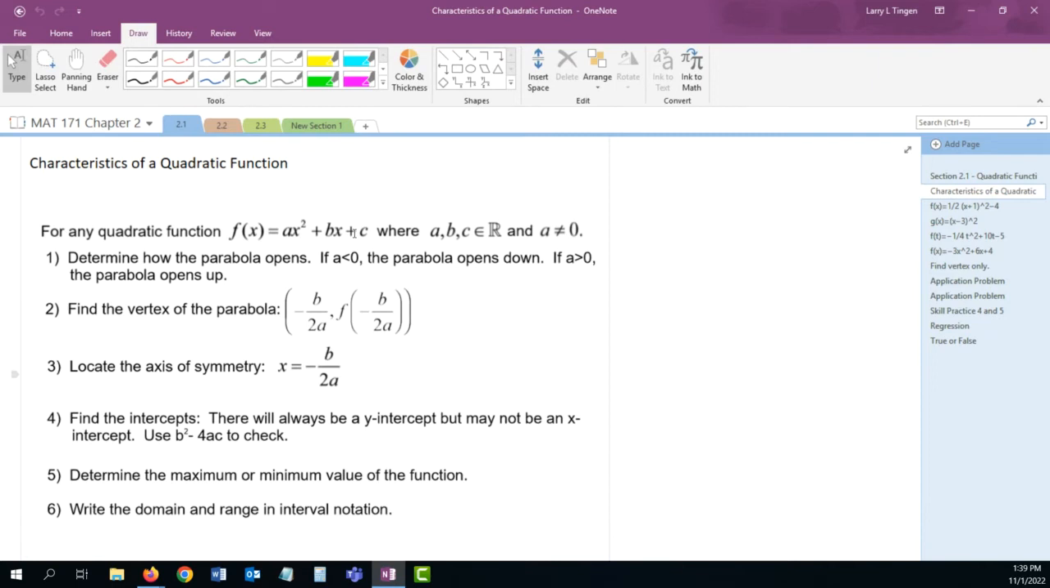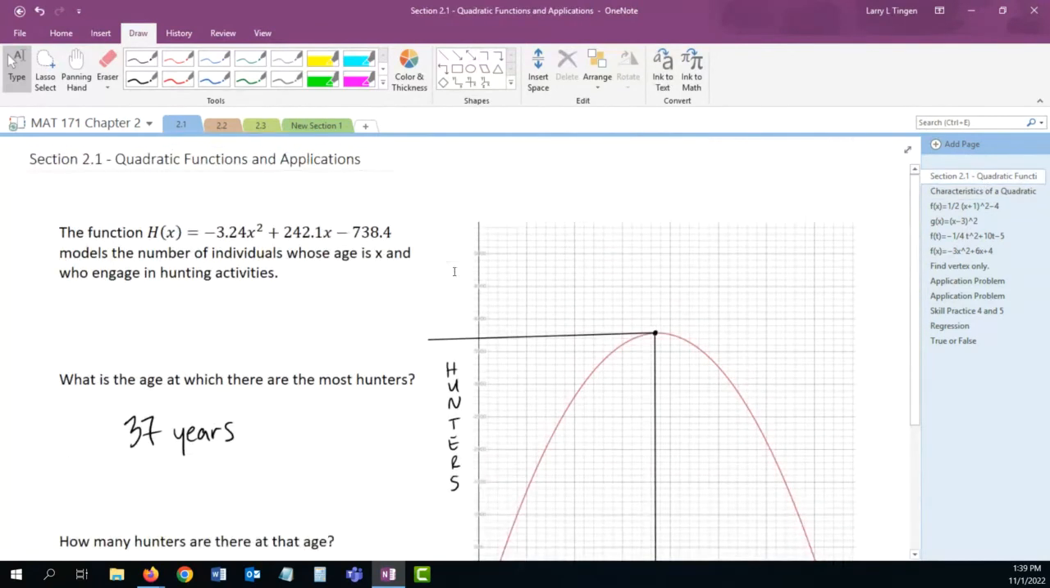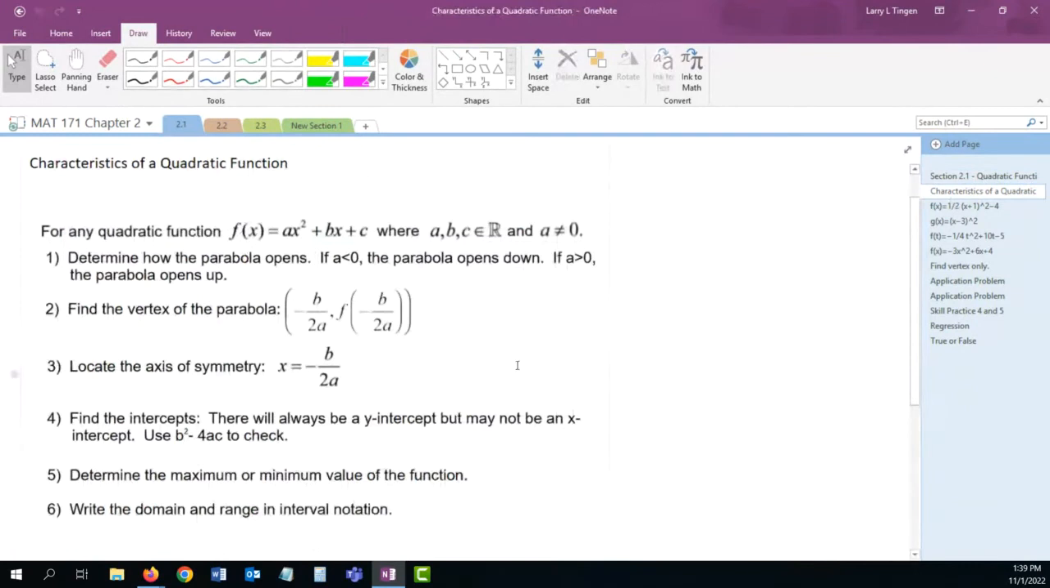So the sign of that leading coefficient a determines if the parabola opens up or down. On the previous problem, it opened down. If you look at the value, a is negative. So because a is negative, the parabola opens down. If a is positive, the parabola opens up. And if a is 0, it's not a quadratic function.